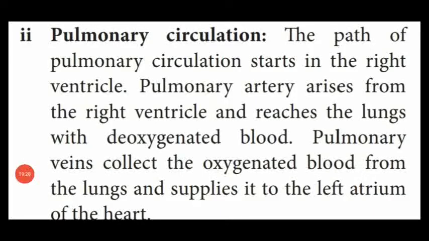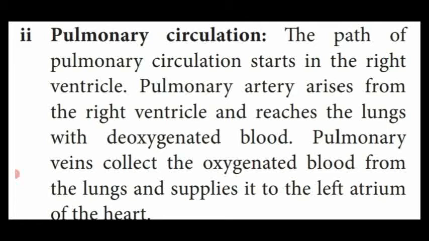Dear students, in the previous page we have seen systematic circulation. This circulation is of oxygenated blood from the left ventricle of the heart to different parts of the body, and in return, deoxygenated blood to the right atrium. At the same time, aorta carries oxygenated blood to different organs of the body. Next, pulmonary circulation.